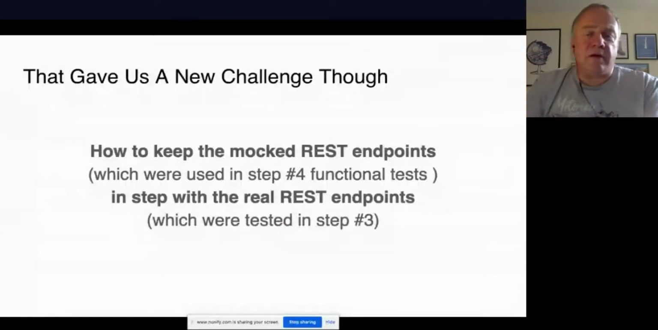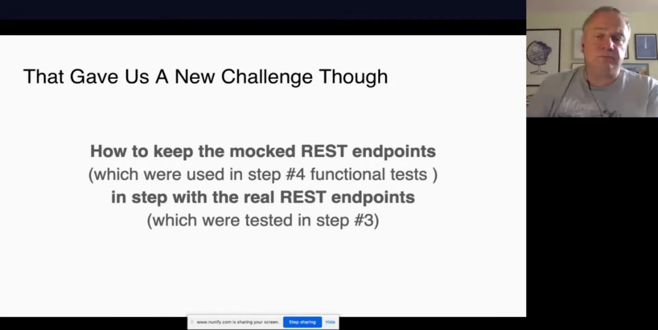So, you know, that thing where we had the service test followed by the functional tests and we were using some mocking techniques gave us a new challenge. You know, we have some REST endpoints that are being poked in step 3. Is it step 3? I can't remember. The service tests. And then we don't have the same REST endpoints being poked in the next step, the functional tests. We've recoded them as mocks. And how do we keep the mocks in step with the real? You know, it wasn't answered.